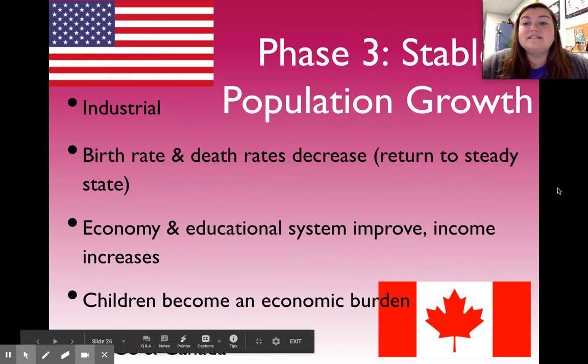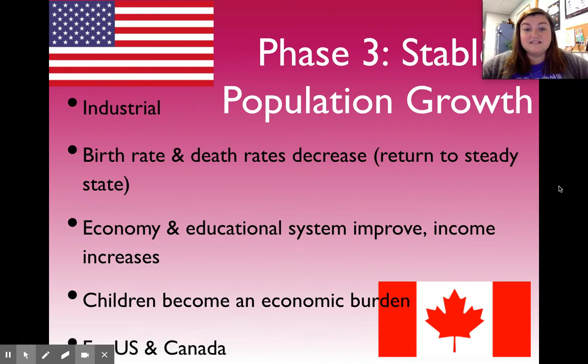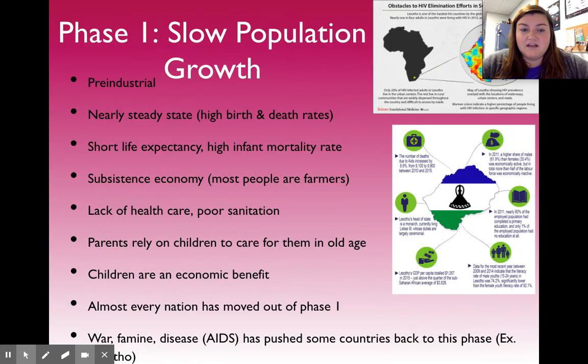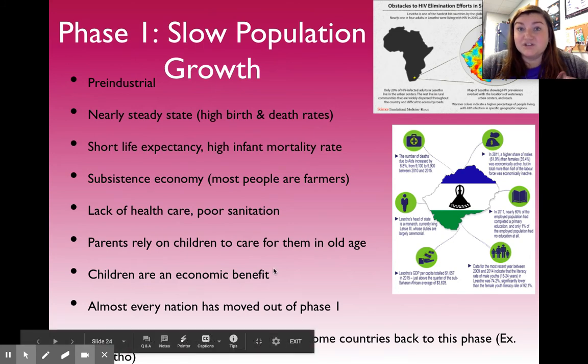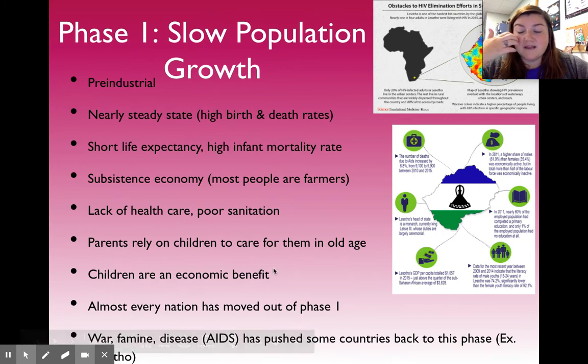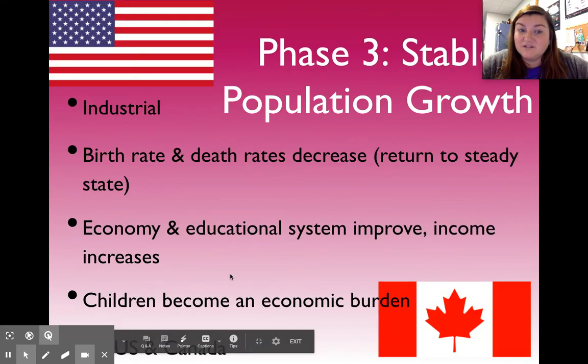Phase 3 is going to be stable population growth. This is industrial. The birth rates and the death rates decrease, so we're kind of steadying out. The economy and education system improve, income increases, children become an economic burden. So that's something to think about. Notice that in phase 1, children are an economic benefit. It's good to have kids because they're going to help you bring money into the household. But in phase 3, children have now become an economic burden.